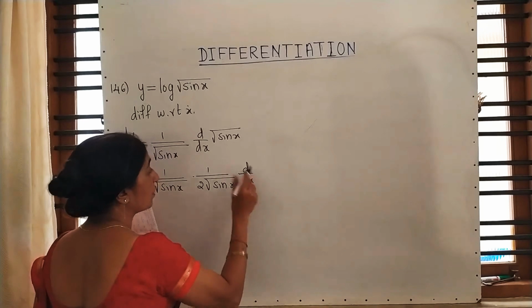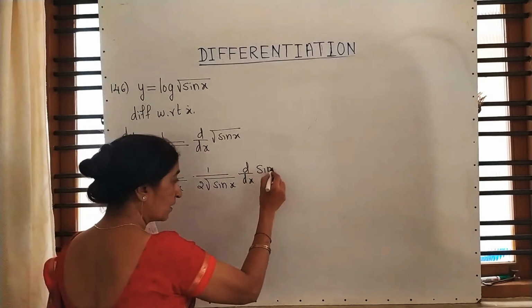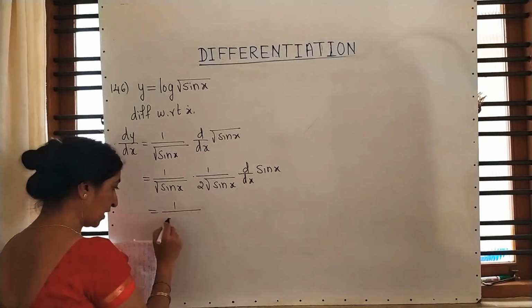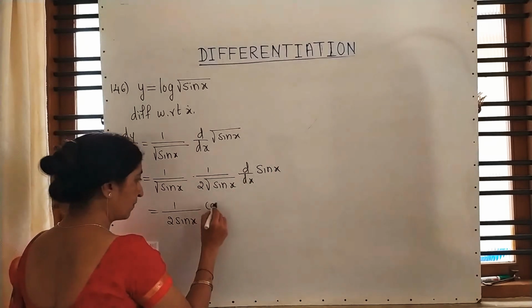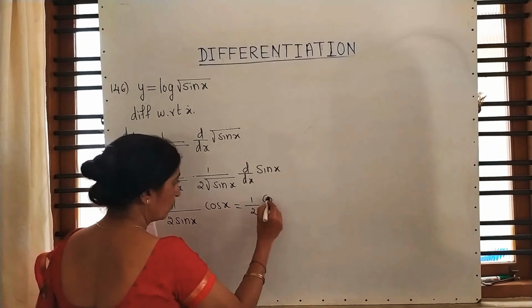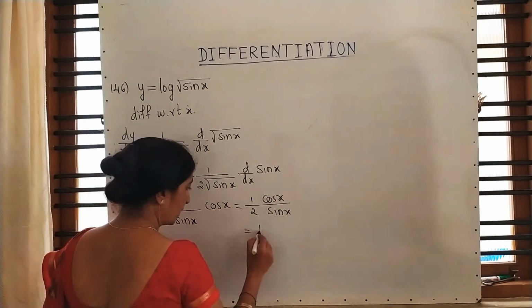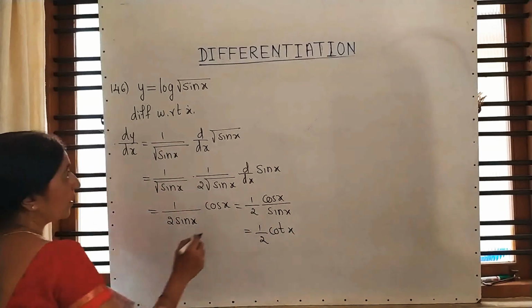Into differentiation, that means we differentiated the root. What is remaining? Sin x. And here root sin x and root sin x is what? Sin x. And differentiation of sin x will be cos x. So it is nothing but 1 by 2 cos x upon sin x. That is 1 by 2 cot x. Correct or what? Now moving to the next question.